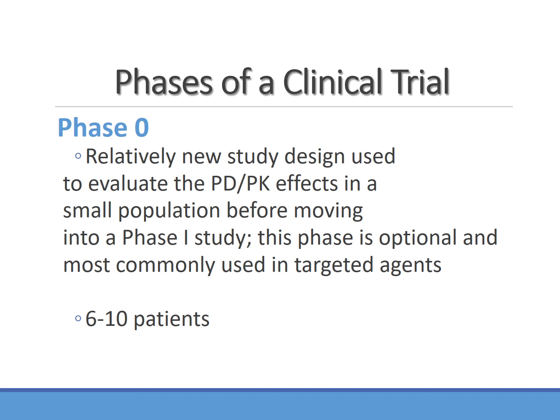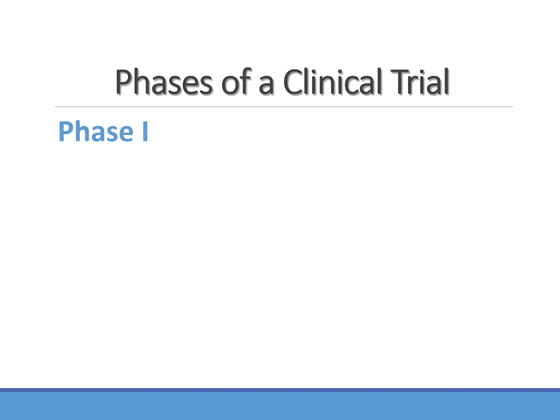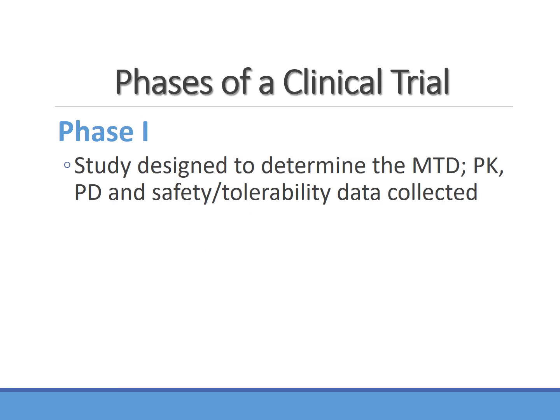So phase 0, again, it's not really common, and it's going to depend on the kind of drug that's being developed. And it's not required, totally optional. The FDA does not require a phase 0, excuse me. Phase 1 is required, and this is a study designed to determine the maximum tolerated dose, the PK, the PD, and safety/tolerability data.